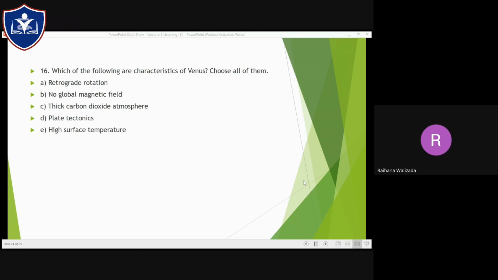Okay, that's good. Yes. But some people say no. I don't know why. Mashgan Rastagar says no. It's actually yes, not no, because it has a retrograde rotation opposite to the Earth, right? The Earth has a non-retrograde rotation, but Venus is different. B, no global magnetic field. What about that? Yes or no?